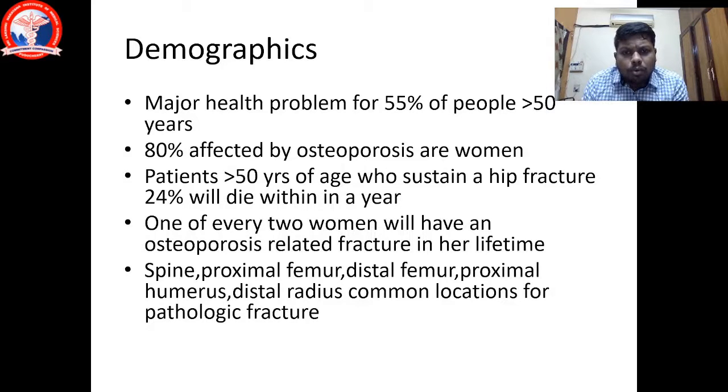One of every two women will have an osteoporosis related fracture in her lifetime. Spine, proximal femur, distal femur, proximal humerus, distal radius are the common locations for pathological fracture.